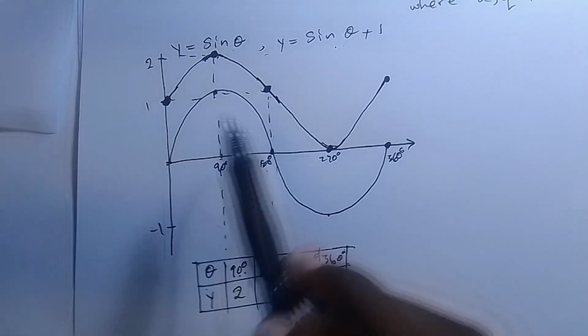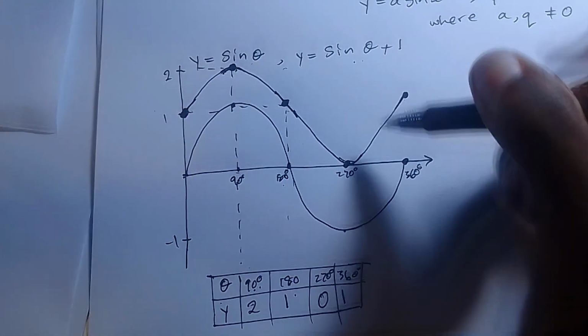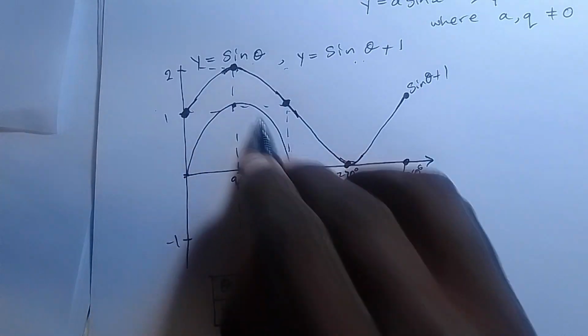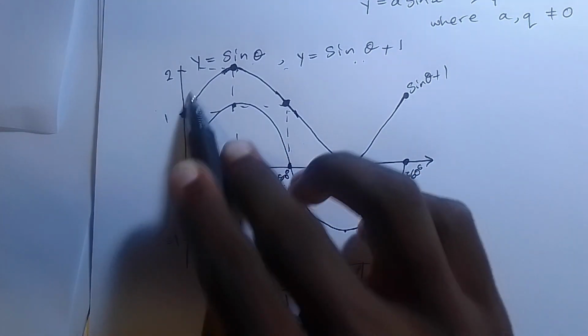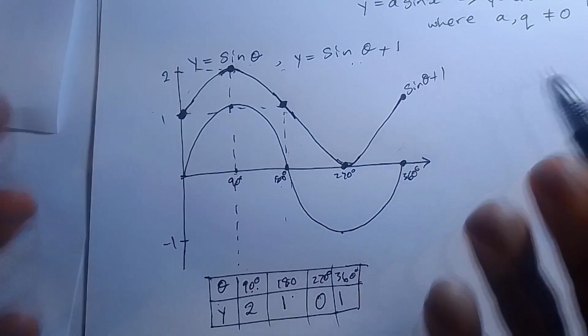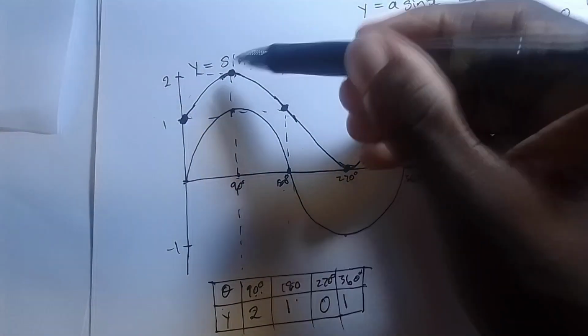Now, this is the graph of y is equal to sine theta plus 1. This is the graph of sine theta. The shape should look similar. This looks different than this, but it should be the same. It's because I used this method for drawing here, and here I drew freehand.